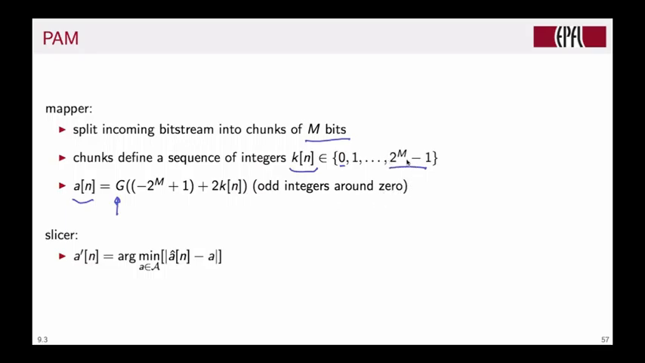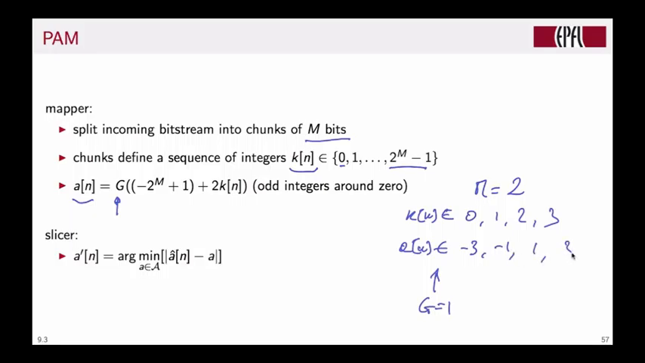So for instance, if m is equal to 2, we have 0, 1, 2, and 3 as potential items for K of n, and A of n will be either, let's assume g is equal to 1, will be either minus 3 or minus 1 or 1 or 3. We will see why we use the odd integers in just a second.